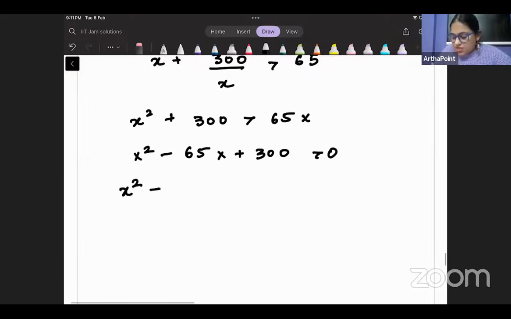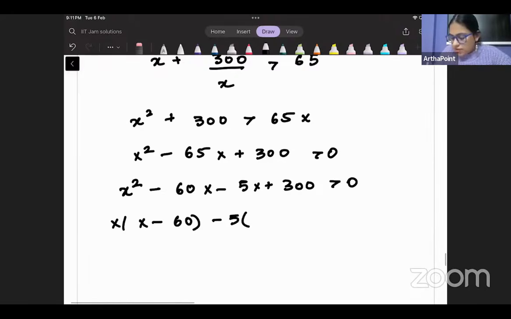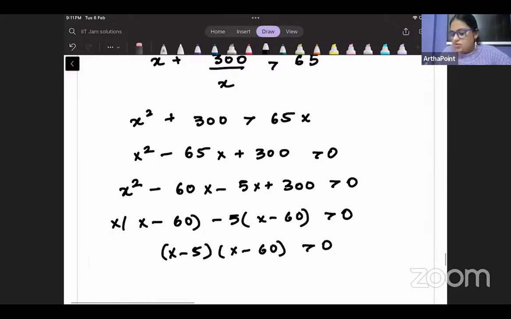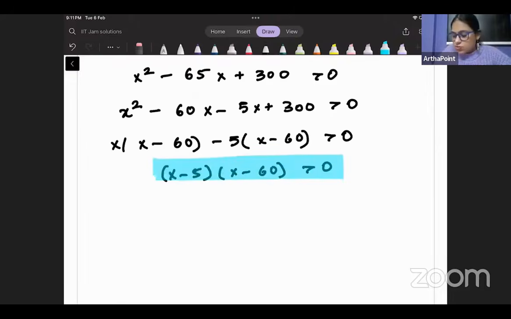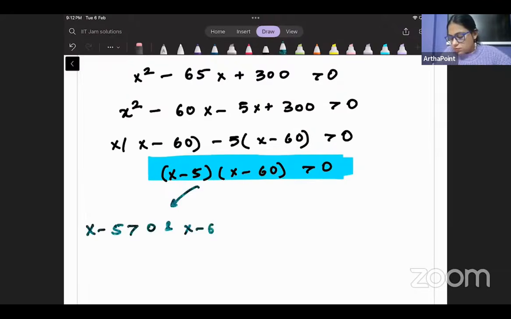So x square minus 60x minus 5x plus 300 greater than 0. x minus 60 minus 5, x minus 60 greater than 0, x minus 5, x minus 60 greater than 0. So I want that the product of these two things should be positive. Beta, when will this happen? या तो दोनों positive हों या दोनों ही negative हो जाए. Then also the product will be positive.